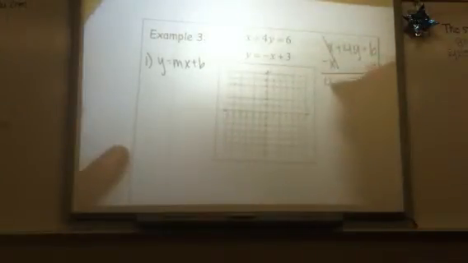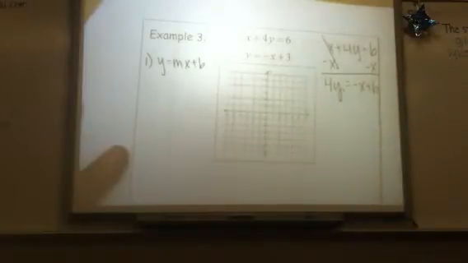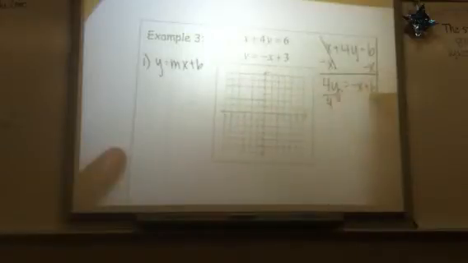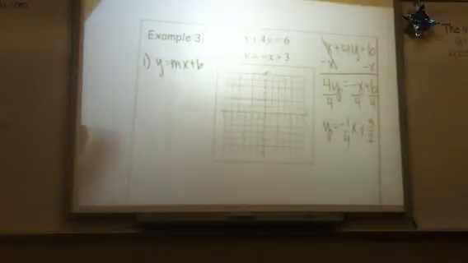It cancels on the left. Then I need to divide off the 4 by each part. So I'm left with y equals negative 1/4 x, and then I'll reduce that fraction to 3 halves, or 1.5.